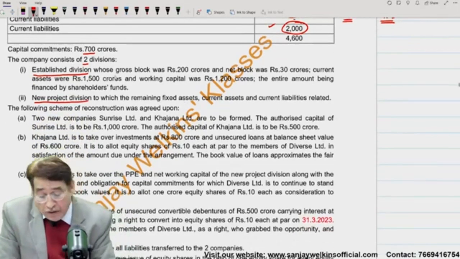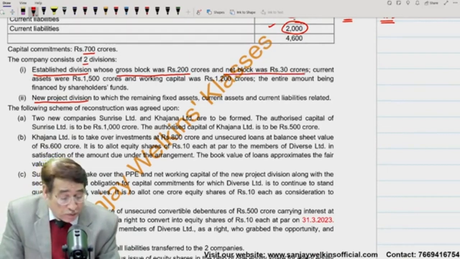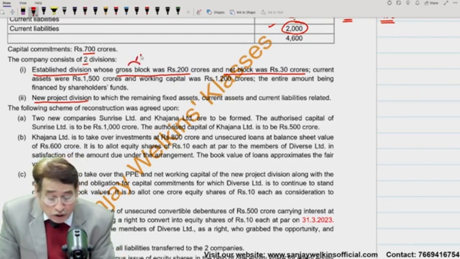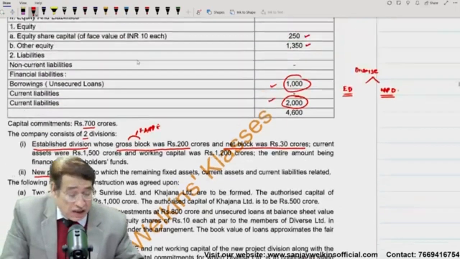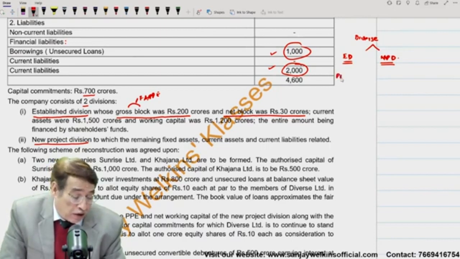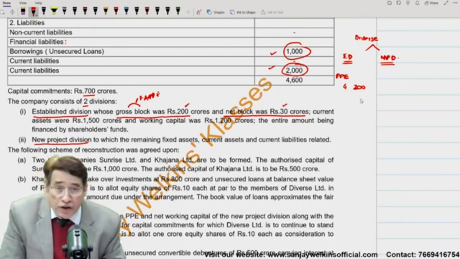Further, it is given that the established division's gross block was 200 crore, and net block was 30 crores. What do we mean by gross block? Remember one thing: gross block always stands for fixed asset or property, plant and equipment, you may say so. So as far as the established division is concerned, its gross block, that means the property, plant and equipment of this particular block, its gross value is actually 200. That is given in the question. Correct? Its gross value is 200 and its net value is 30.